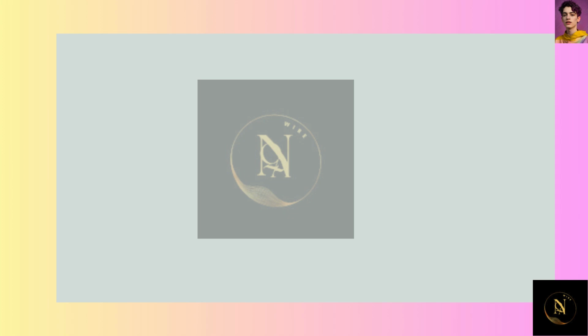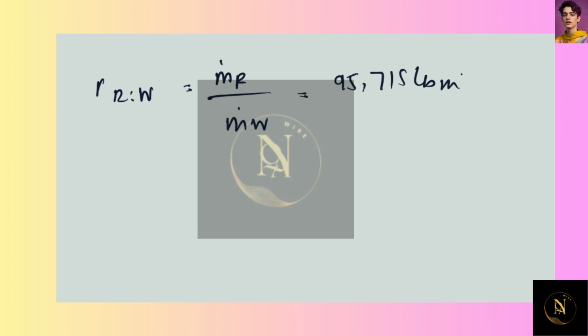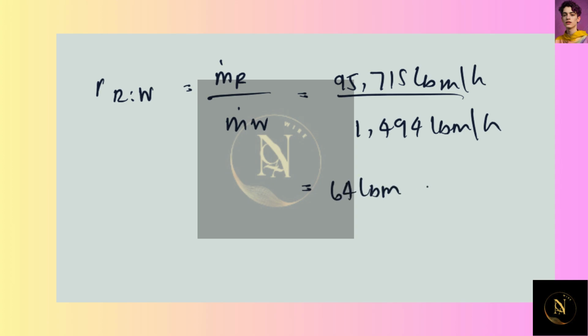So looking at the final part now, we can calculate the ratio of the recycled mass to water mass, which is Rw, is equal to m.r over m.w. That's equal to 95,715 lbm per hour. Divide that by 1,494 lbm per hour, that's 64 pounds recycled per pound of water.